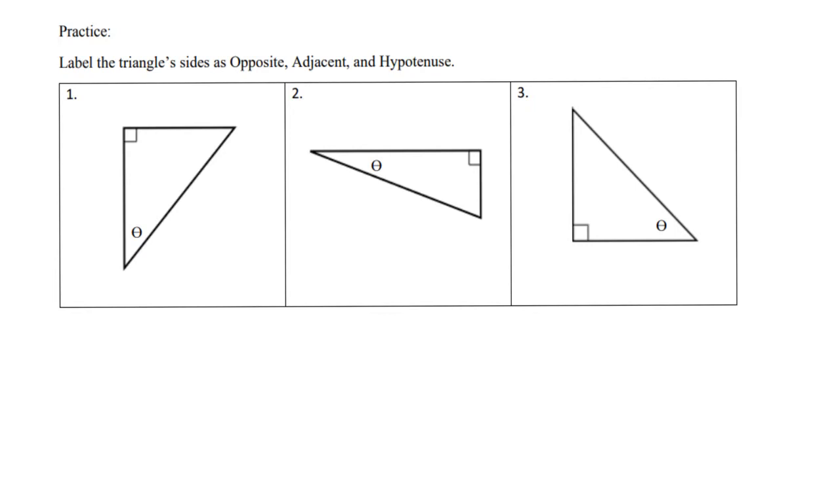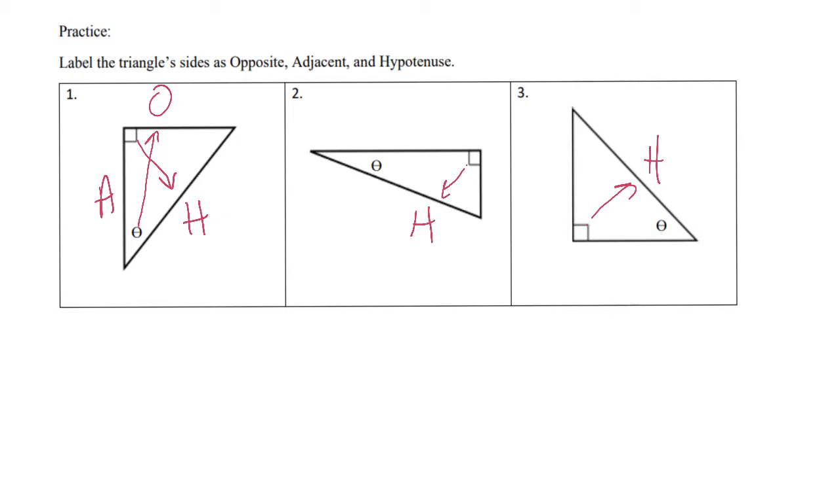Okay, the very first thing this is telling us is to label the triangle sides as opposite, adjacent, and hypotenuse, and you can just use the letters. So if we have theta here on number 1, opposite is going to be the side across from it, adjacent is the side touching it, and then hypotenuse is always the side across from the right angle. If it's easier for you to label the hypotenuse first, go ahead and do that. Take the right angle, and the side across from it is your hypotenuse.